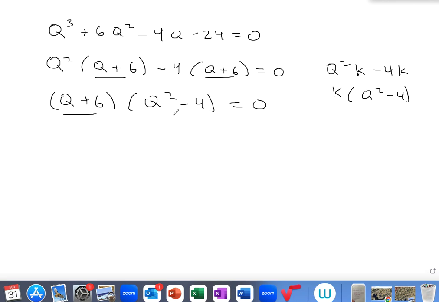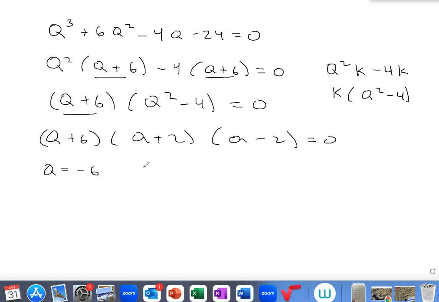Q squared minus 4, that is a difference of squares. So that's going to be q plus 6, and then q plus 2 and q minus 2 equals 0. So that's my factors, and that means my zeros or my solutions are q equals negative 6, q equals negative 2, and q equals 2.